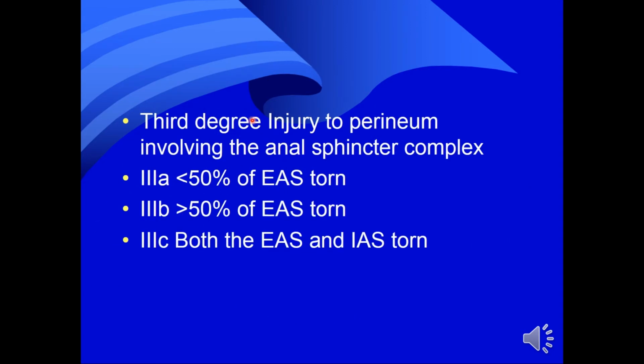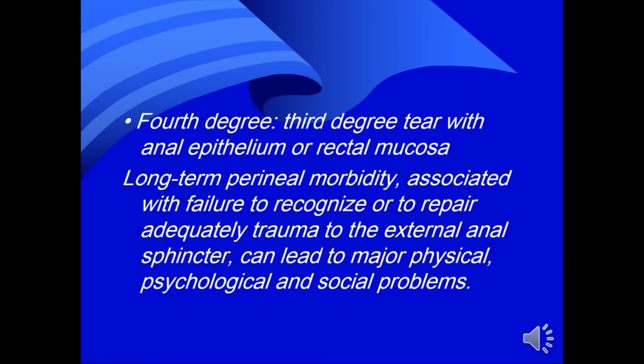There are three subdivisions or three degrees. Third degree involves three subdivisions: A, B, C. A, less than 50% of the external anal sphincter torn. B, more than 50% of the external anal sphincter torn. C, both the external anal sphincter and the internal anal sphincter torn. Fourth degree, third degree tear with anal epithelium or rectal mucosa involvement.